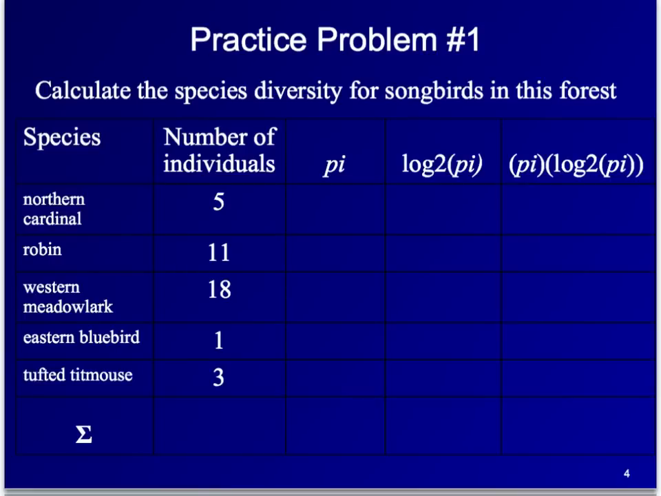Now for the first practice problem. This is a very simple problem in which you went out and sampled songbirds in a forest, found 5 different species, and the number of individuals in each species are shown here. At this point, you should pause the video and try to work out the problem on your own, and then restart the video and watch as I work through this one.